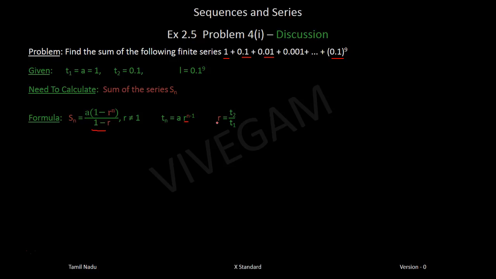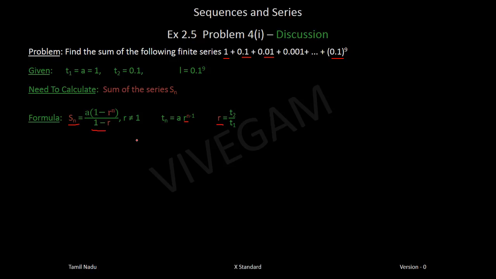Then comes r equal to T2 by T1. That can be calculated because it is 0.1 divided by 1. So r can be calculated. Once you know r, you come to this formula. R is known, A is known, Tn is known, so you can calculate n. Then you will have A, r and n. So substitute those values and use this formula to calculate Sn.